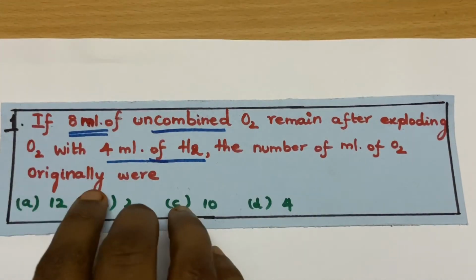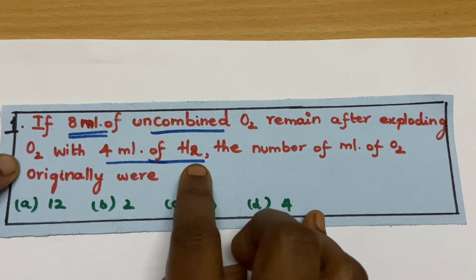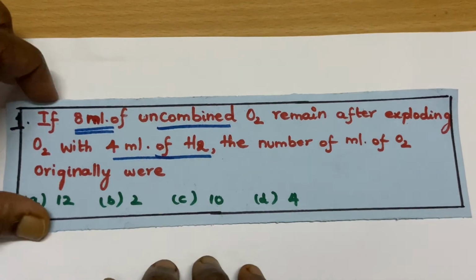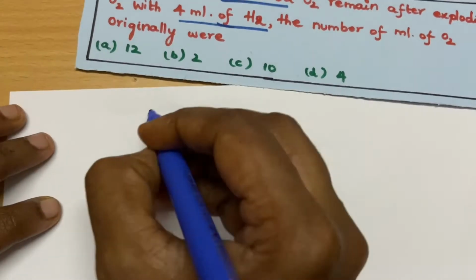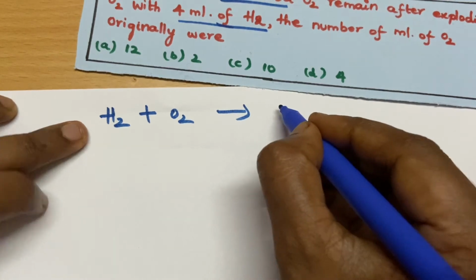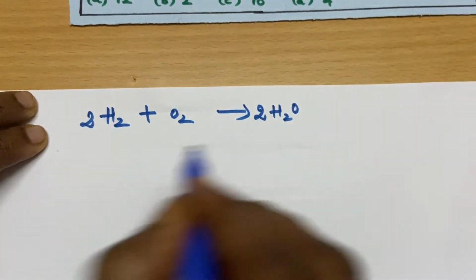Okay, question students. If 8 ml of uncombined oxygen remain after exploding oxygen with 4 ml of hydrogen, the number of ml of oxygen originally present was? So first let's understand the question properly. What they have done is reacted hydrogen with oxygen. So what will be the product? The product is water. If you balance the equation, this is the balanced equation.